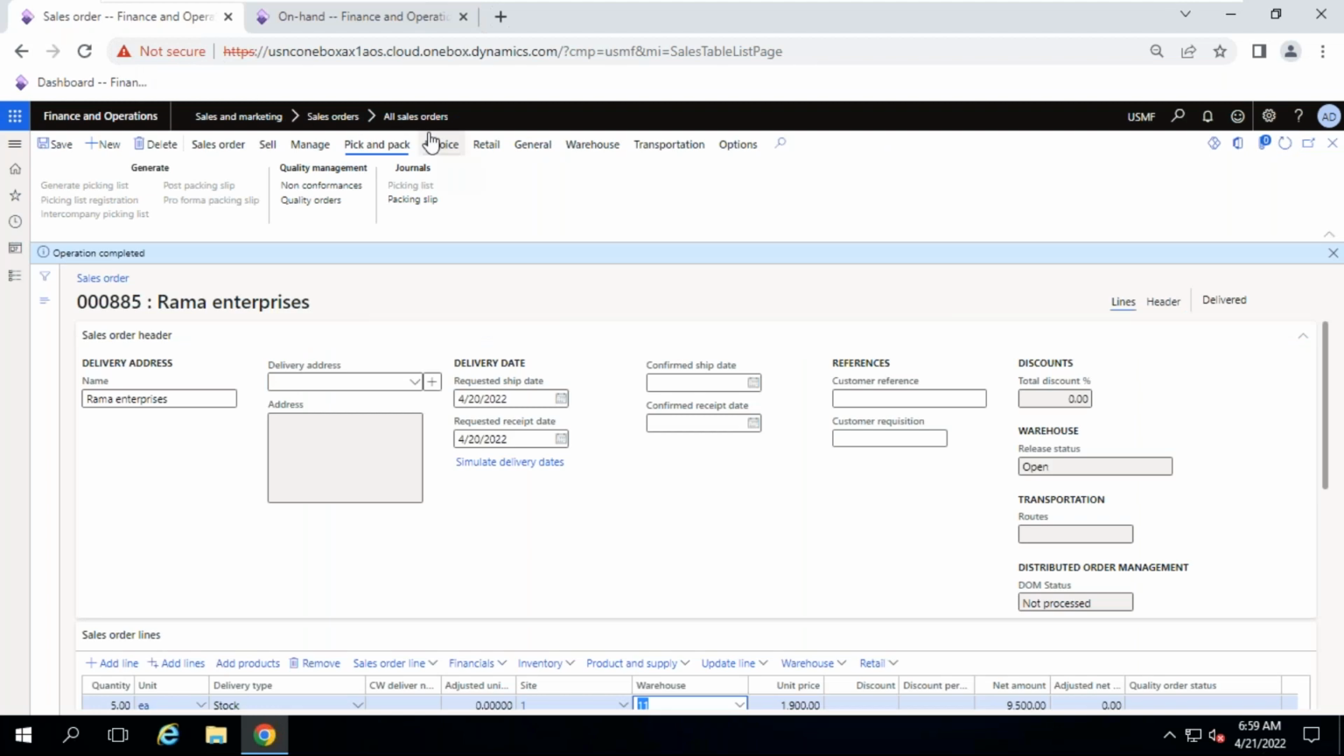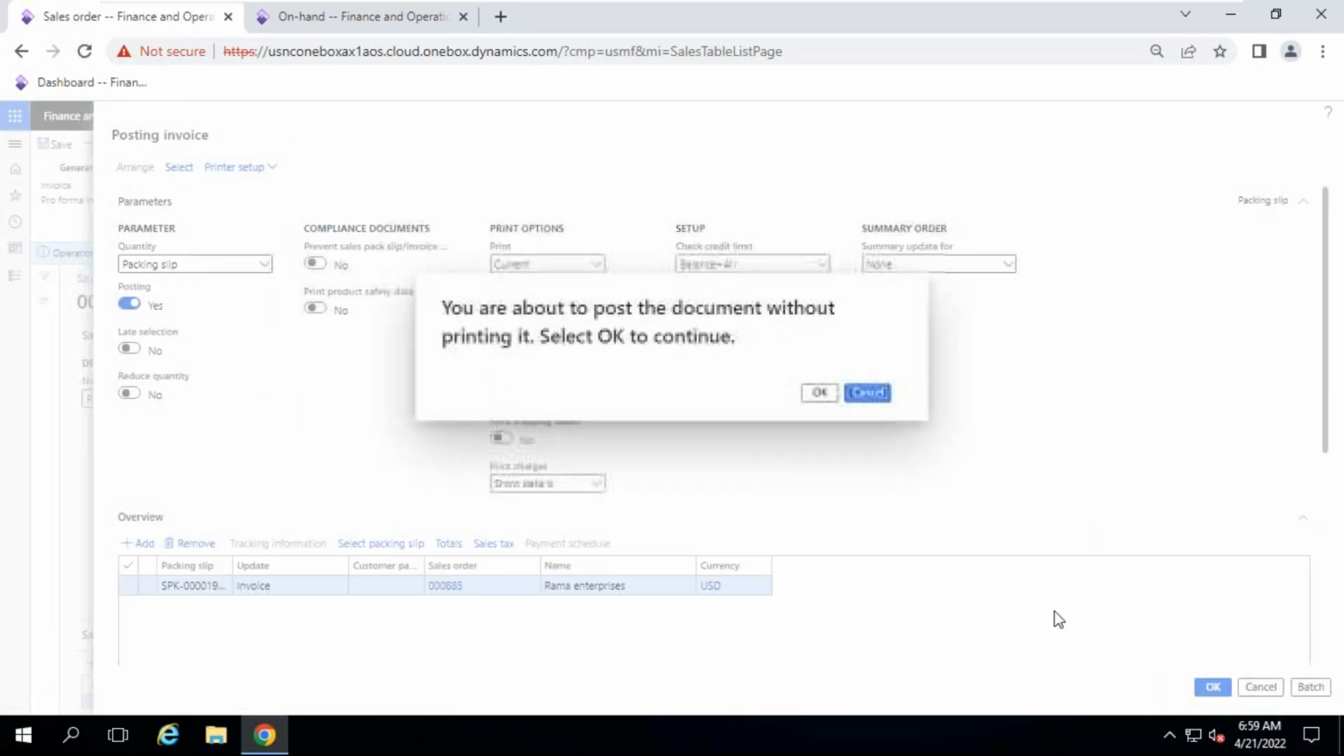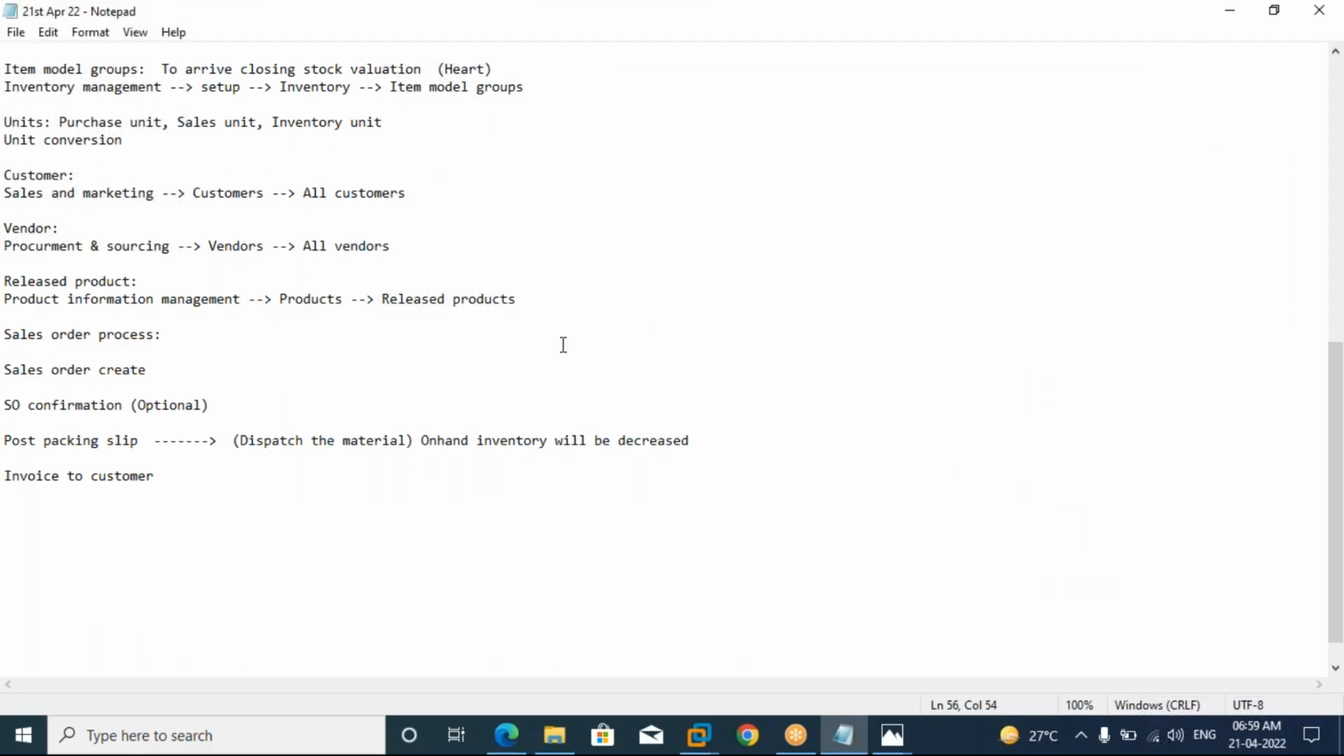Next one is invoice. Generate, invoice button. Click on OK and the invoice will be generated. Once again it is asking for a printout. Fine. Sales order creation, packing slip, invoice.